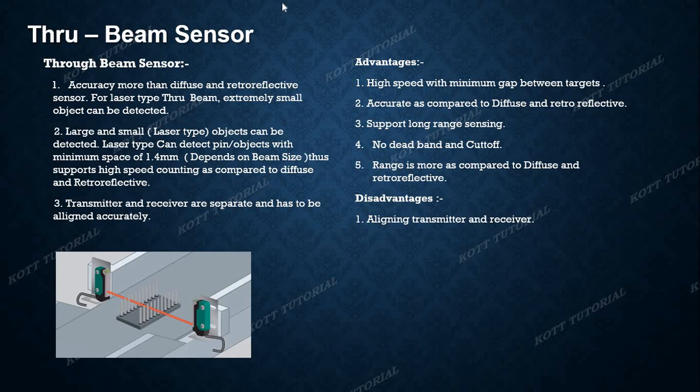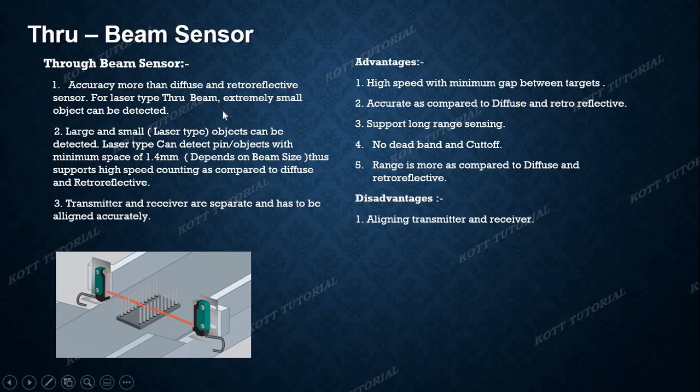Large and small objects can be detected. Laser type can detect a pin or object with a minimum spacing of 1.4 mm. It depends on the beam size also, yes. It supports high speed counting as compared to diffuse and retroreflective. So if we have an application for counting needles, we cannot use a diffuse or retroreflective sensor. We have to use a laser type through beam.